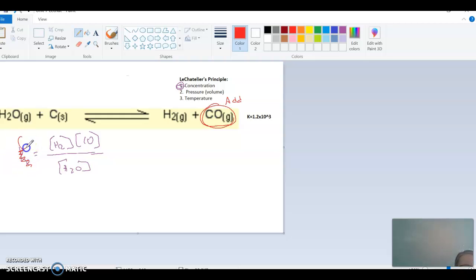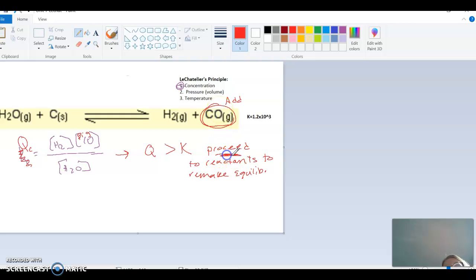An AP answer would be like this. Okay, I've just changed things. So I'm going to call this Qc. So now I've got CO, which is now a bigger number, which has now created the idea that my Q is greater than my K. My Q is greater than my K because I added more CO, carbon monoxide. Because Q is greater than K, it must proceed to the reactants to reestablish equilibrium. That's an AP answer. Q is greater than K because I added CO.